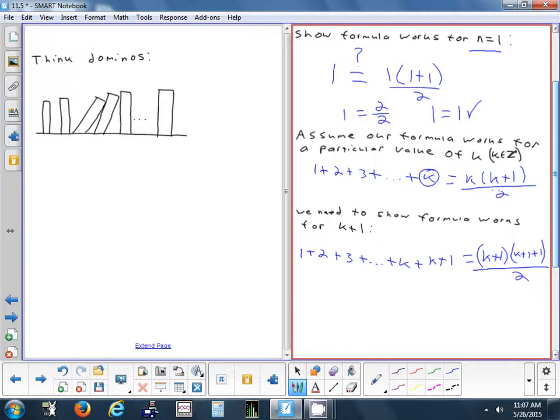k plus 1 times, really, k plus 2, divided by 2. Now, if we add on the next term, the k plus 1th term, and we plugged k plus 1 into our formula, and both the left and the right-hand sides come out the same, then we're good. If they don't come out the same, then we have a problem.